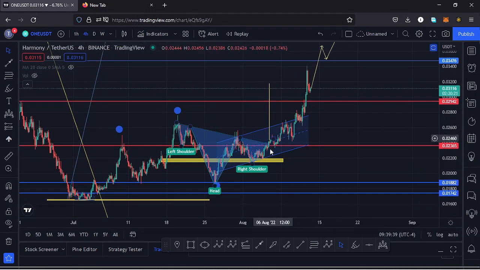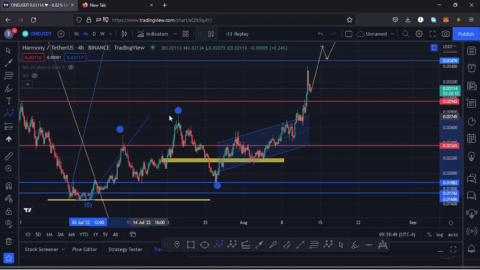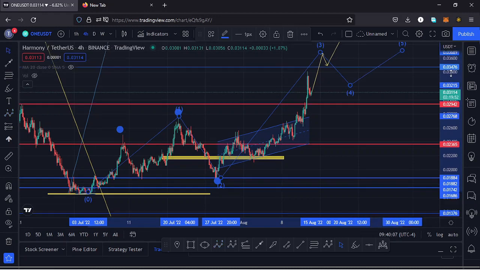Also, this movement to the upper side, we can now term it as an Elliott wave pattern, which is over here, having this movement over here as the first wave to the upper side. Then we saw a retracement to the lower side in a wave 2. Then we have also seen a movement to the upper side in the third wave. Then I'll be expecting a retracement to the lower side in a wave 4. Then expect a wave 5 to the upper side.